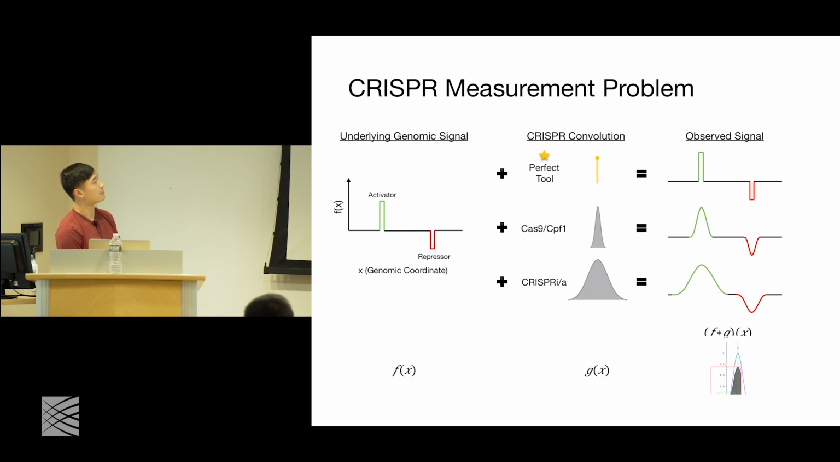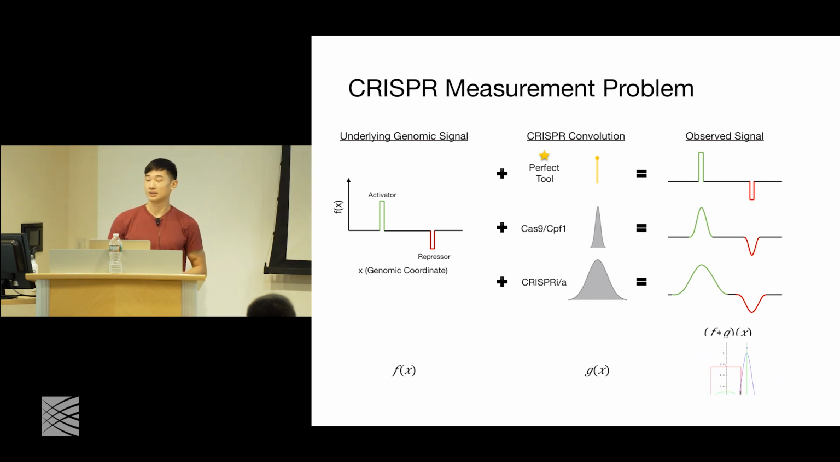If we hypothesize that we have some sort of underlying genomic signal, what this means is that we have a score for each base pair in the genome that gives rise to a particular regulatory function. Any positive effect will be an activating module, and any repressive effect will, let's say, be a silencer.